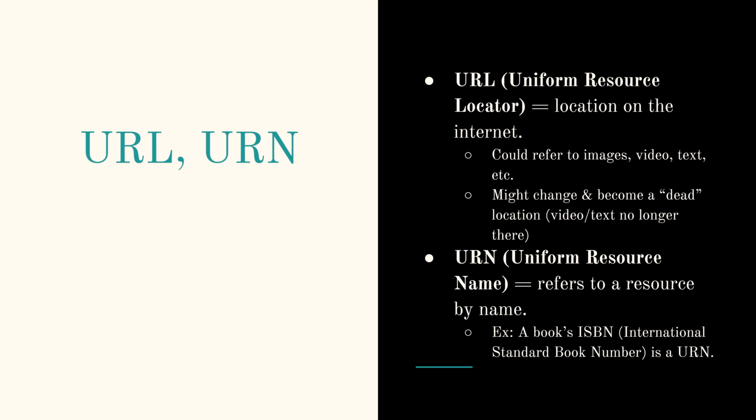However, with a uniform resource name, excuse me, then we are referring to a specific resource by name. And that means that no matter what, wherever it is, you can still find it. So, for example, a book's ISBN, no matter where you put the book in either a physical or digital location, if you search based on the ISBN or if it has a DOI, then you will be able to find that book.